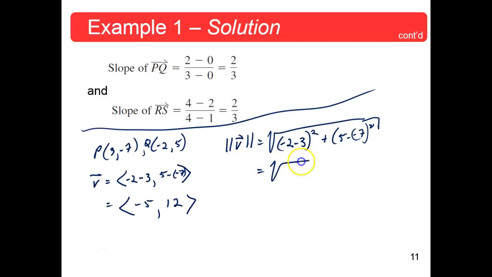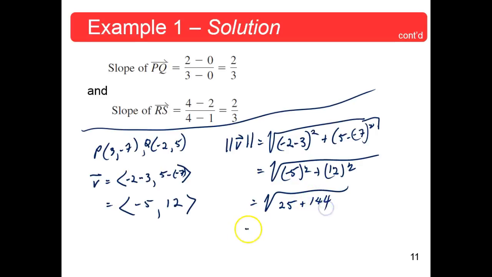But if you notice that, we could have just gone straight to our component form. That would have been -5 squared plus 12 squared, because we already had done that. So we could have just gone straight to this. And what would that be? The square root of, what's -5 squared? 25, positive, remember, plus 144. And what's the sum of those two? 169. And what's the square root of 169? 13. The magnitude is lucky 13.